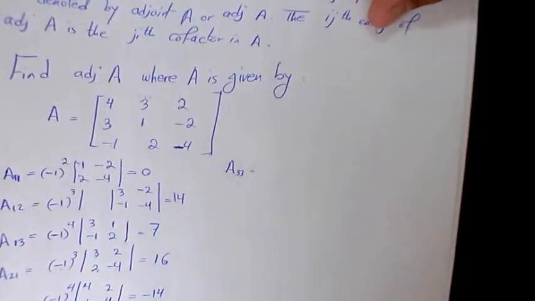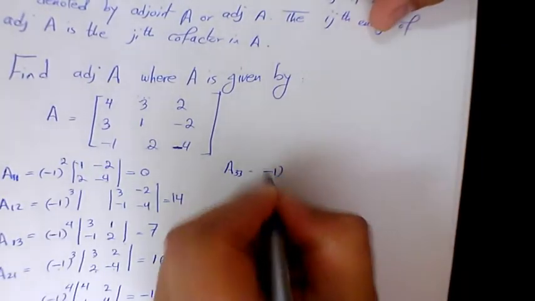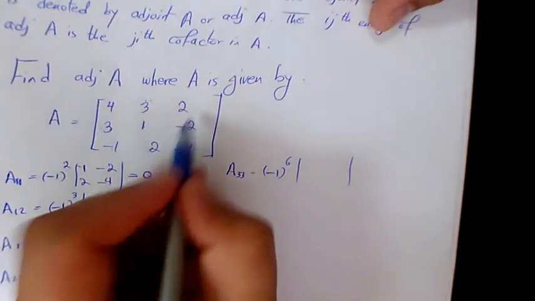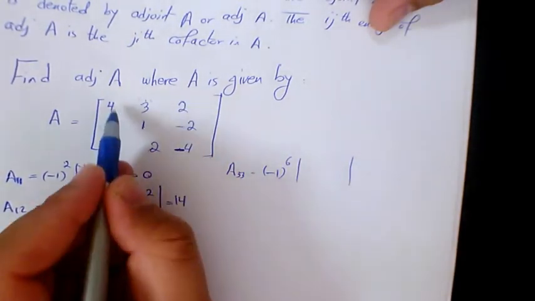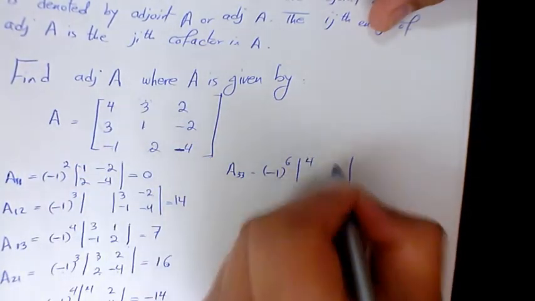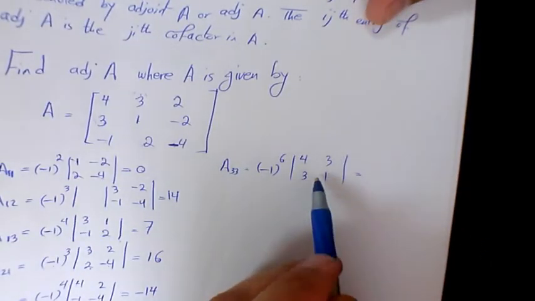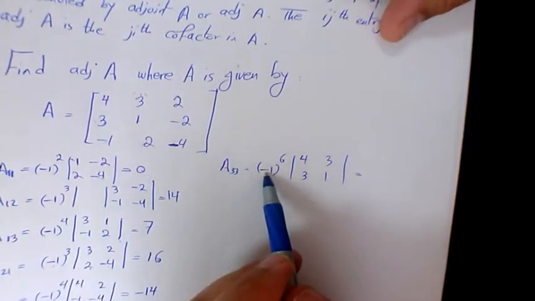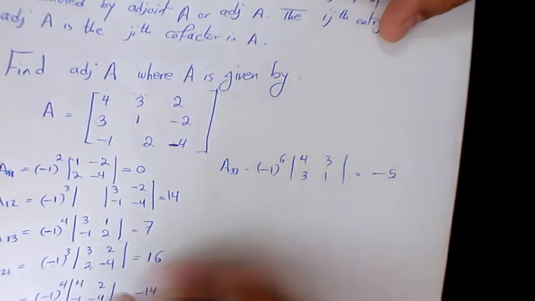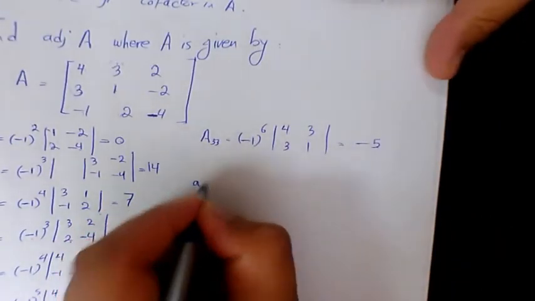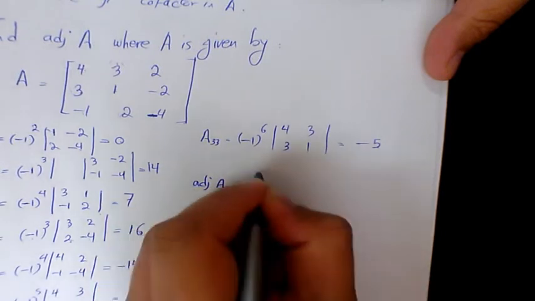Then you have A33, -1 to the power of 6. We remove this row and column. 4, 3, 3, 1. That's going to be 4 minus 9, which is going to be -5, times 1 is going to be the same, -5. Therefore, we can say adjoint of A is going to be a matrix.